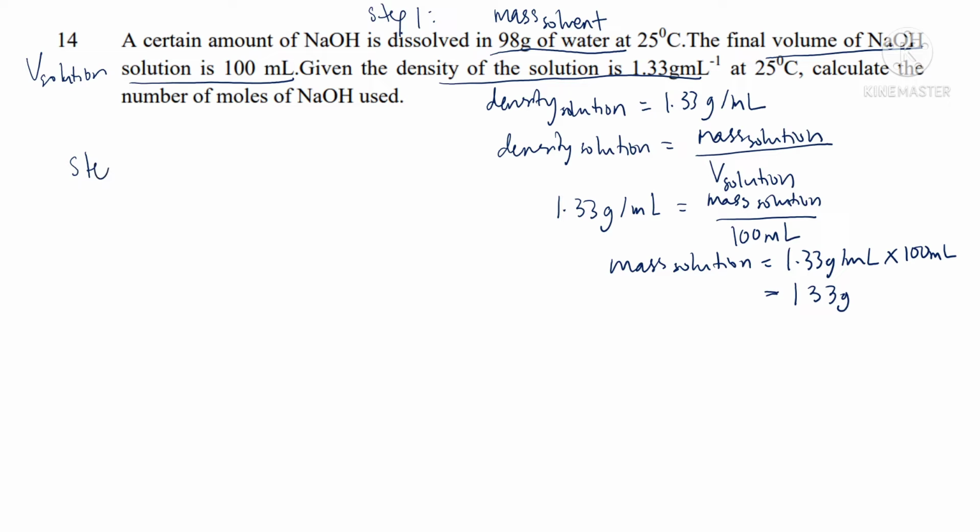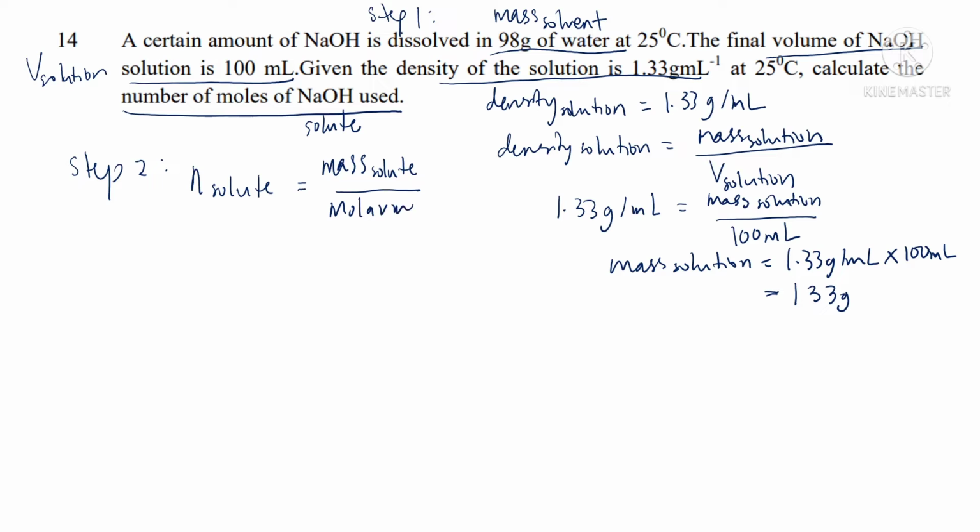Step number 2, look at what we want to calculate. We want to calculate moles of solute because NaOH is the solute. So to find moles of solute, we know that the formula is mass of solute divided by the molar mass of solute. Step number 3, we do the conversions to get what we want based on the formula.